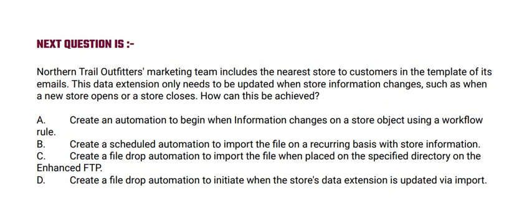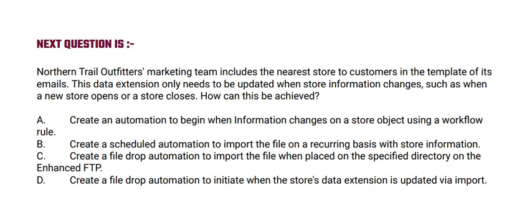Next question is: Northern Trail Outfitters marketing team includes the nearest store to customers in the template of its emails. This data extension only needs to be updated when store information changes, such as when a new store opens or a store closes. How can this be achieved? Options are: Option A, create an automation to begin when information changes on a store object using a workflow rule.